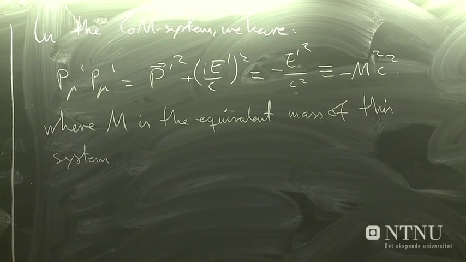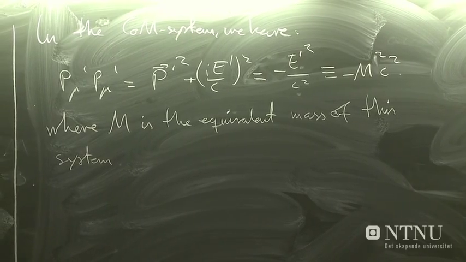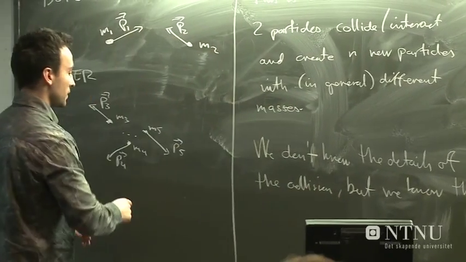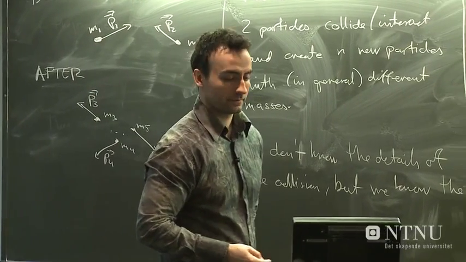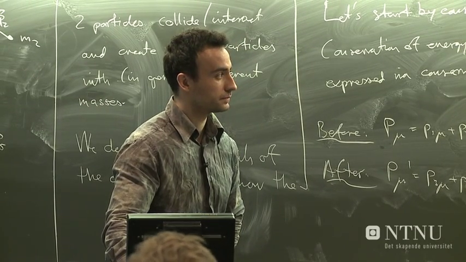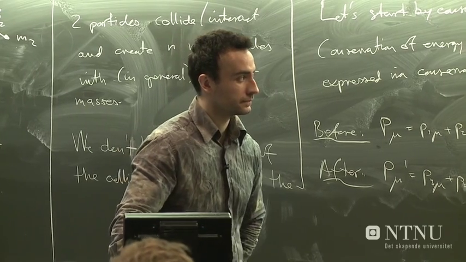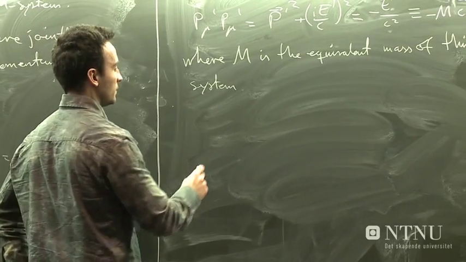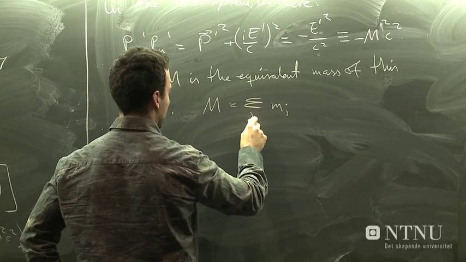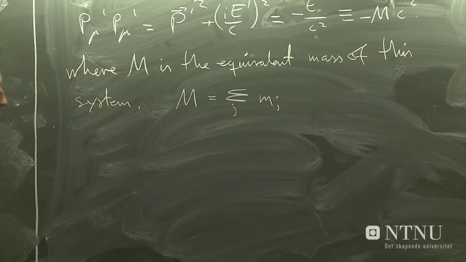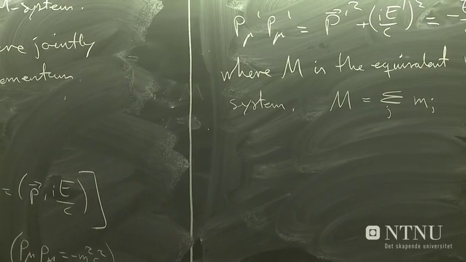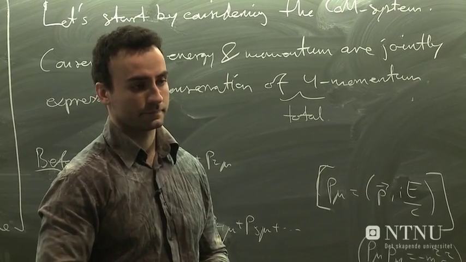Can we say something about this m, which I've called the equivalent mass of the system? Or more precisely, can we say something about large M in terms of the masses of these particles? Let me try to make a statement here. I'm proposing that the equivalent mass of the system is equal to the sum of all the masses of the particles after the collision. Would you say that this is true or false?